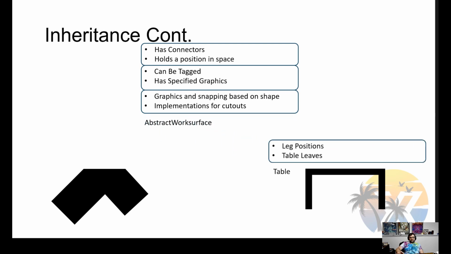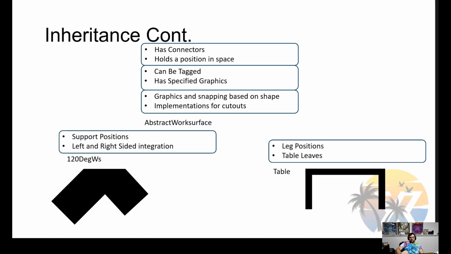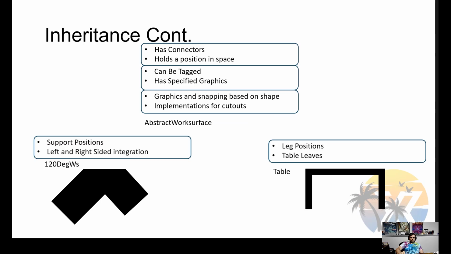The table has these properties. It has some leg positions and some table leaps available to it. These are unique to the table. My 120 is going to have support positions and a left and right-sided integration. Is it left-sided? Is it right-sided? That whole thing. When it comes to programming an extension, some of this stuff is actually things that Configura provides to developers. So this code here is something that we call core. And I'm going to go ahead and call core the content that is typically used by everyone.